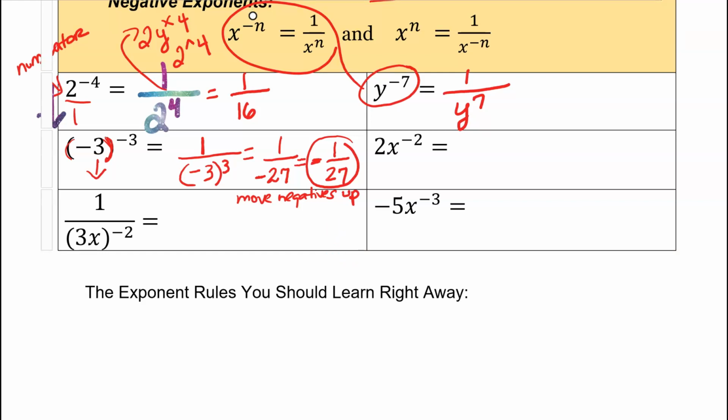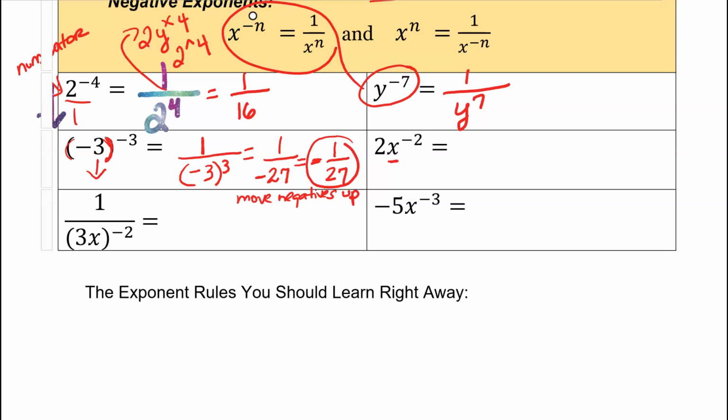All right, next we have 2 times x to the negative 2. Here's my question for you. What is to the negative 2? What specifically is to the negative 2 power? Only the x is to the negative 2 power, not the 2.